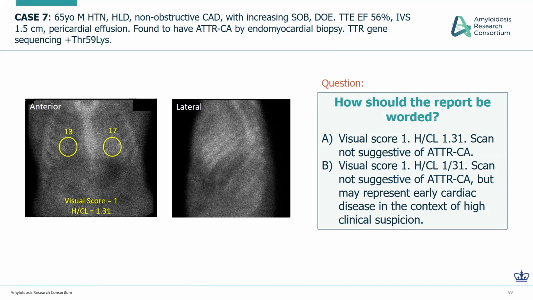Or B would be visual score of 1, heart to contralateral ratio 1.31, and scan not suggestive of ATTR cardiac amyloidosis, but may represent early cardiac disease in the context of high clinical suspicion. So this one would be B. There's a high clinical suspicion, and on top of that, the heart to contralateral ratio is in the gray area, and patient has a visual score of 1.